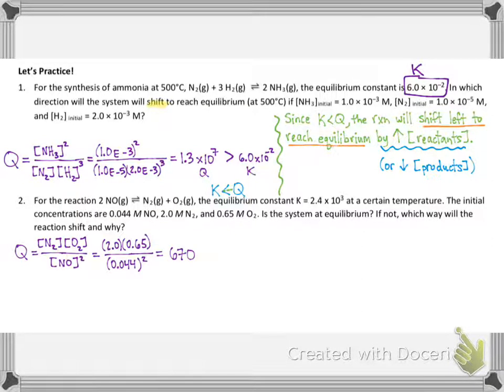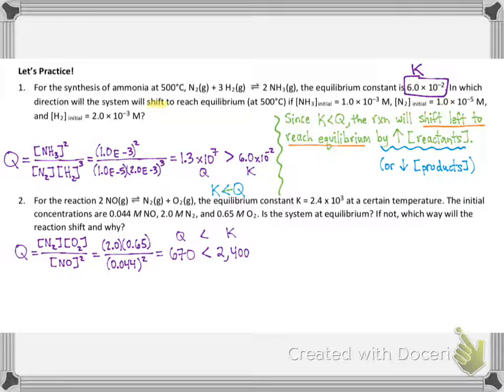So first, of course, we have to calculate our value for Q, which is 670. And then we're going to compare that to the provided number for K. K, of course, is 2.4 times 10 to the third. That's just 2,400. So in our case, Q is definitely less than K.